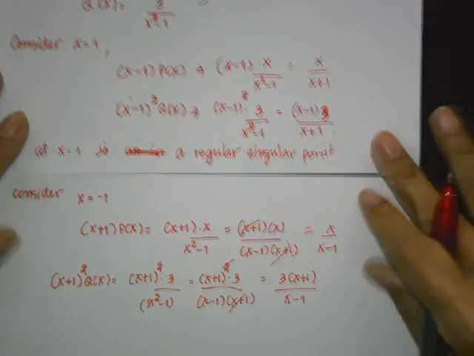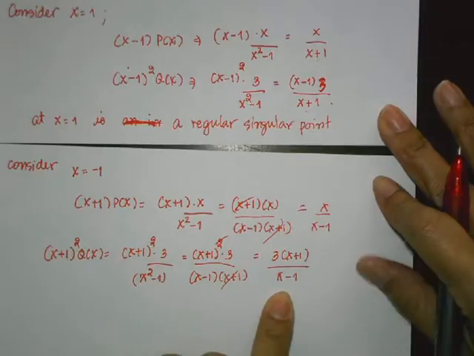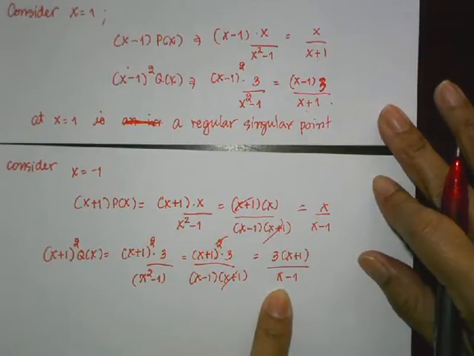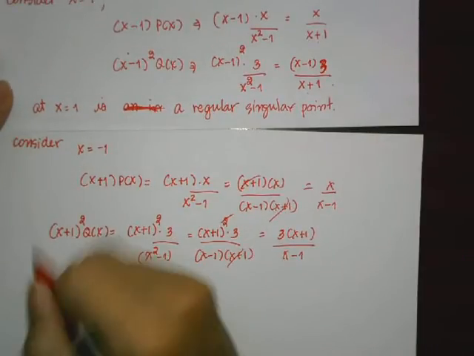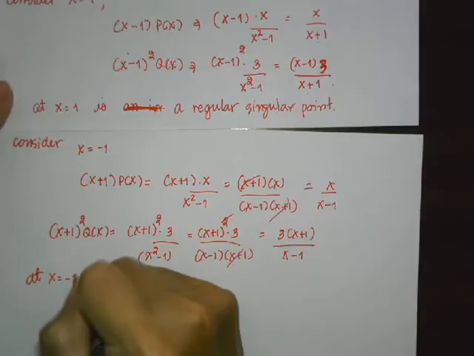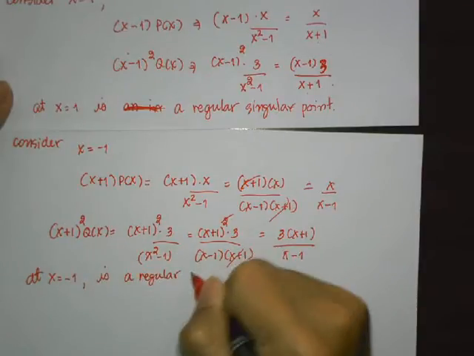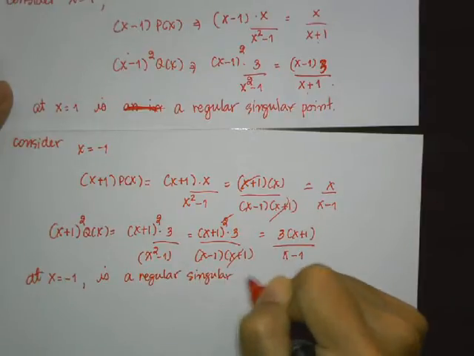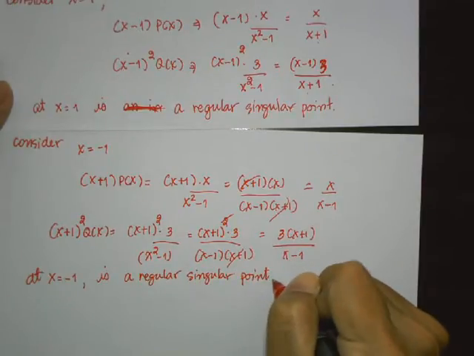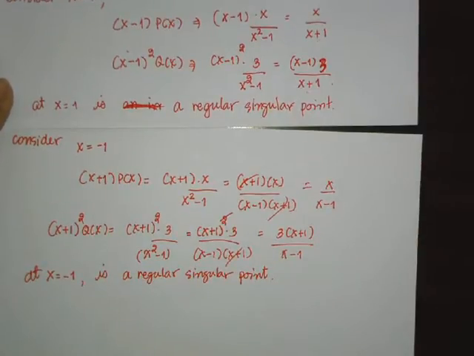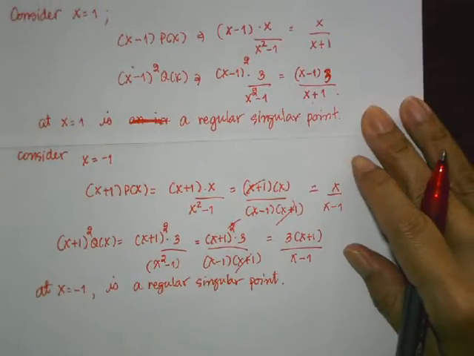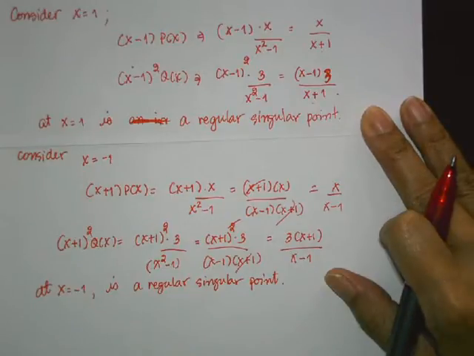Do it again. Plug x equal to minus 1 in here. Is it still an analytic function? Yes, it is. So by that we can say that the point x equal to minus 1 is a regular singular point. So both singular points for this problem statement, x equal to 1 and x equal to minus 1, are regular singular points. So you can find the solution around these two points.